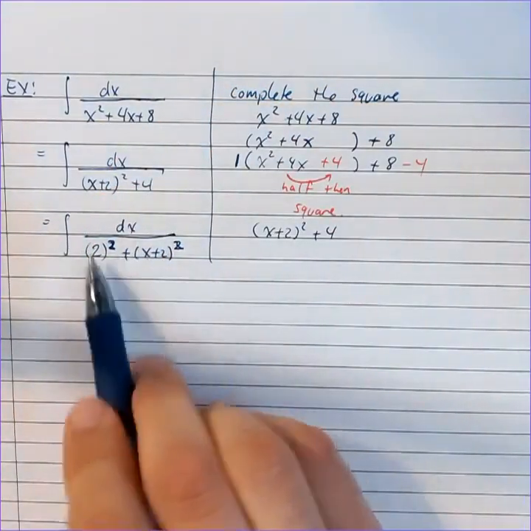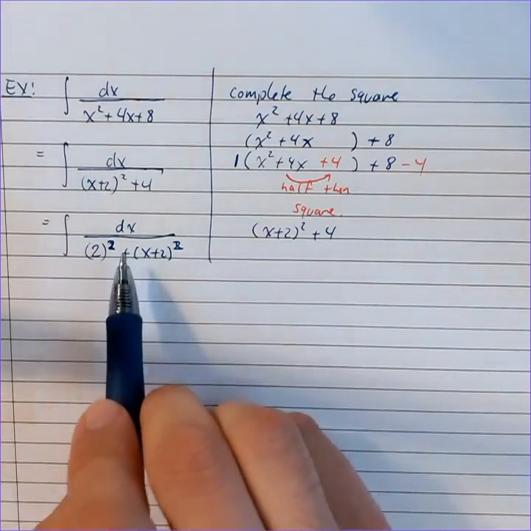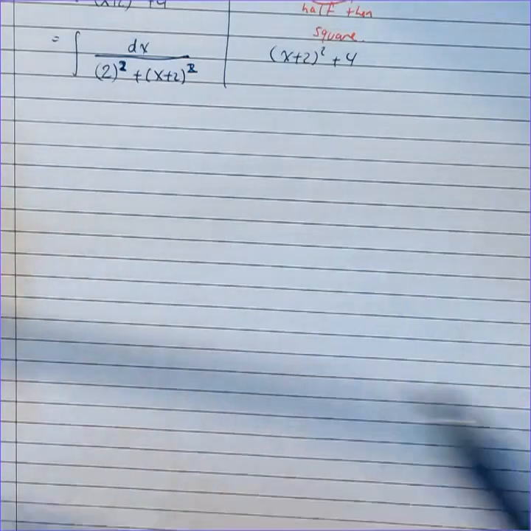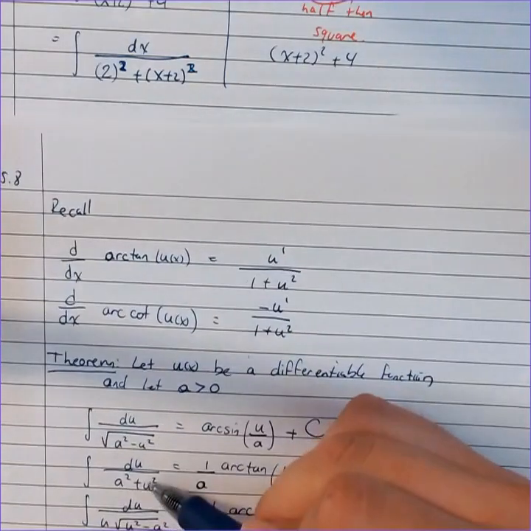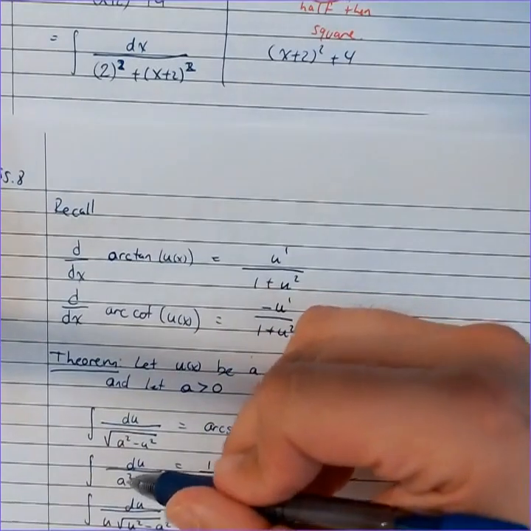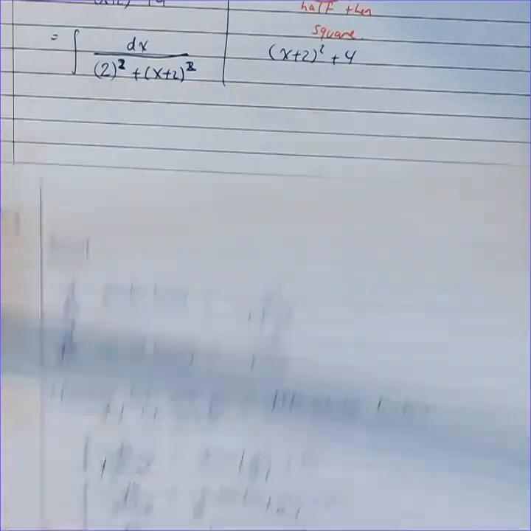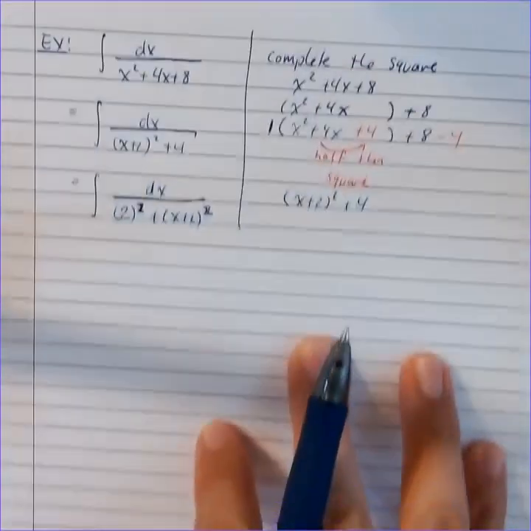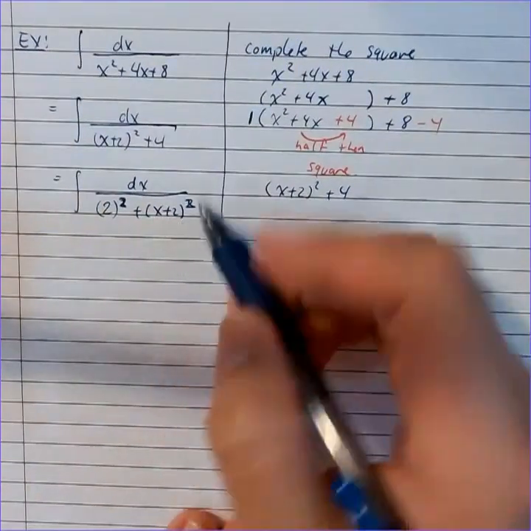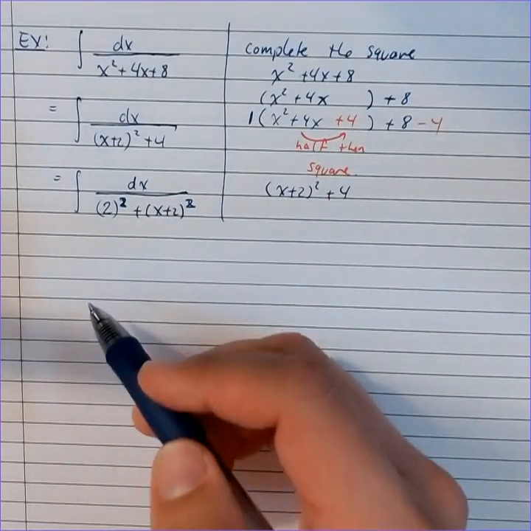You don't have to rewrite it this way. You could go from here. But here, I've rewritten it this way to highlight even more the similarities between that and this right here. I have my differential over a constant squared plus a variable expression squared. Just like that. All right, so here we go. So here, the expression is simple enough. I can just go through and get the answer now.